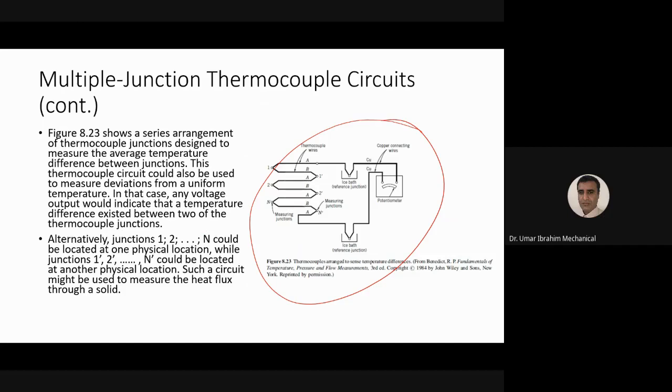Alternatively, junction 1, 2, up to n could be located at one physical location, while junction 1 prime, 2 prime, and n prime could be located at another physical junction. Such a circuit might be used to measure the heat flux through the solid. Let's talk about the uniform temperature configuration. Again, this is your reference junction.